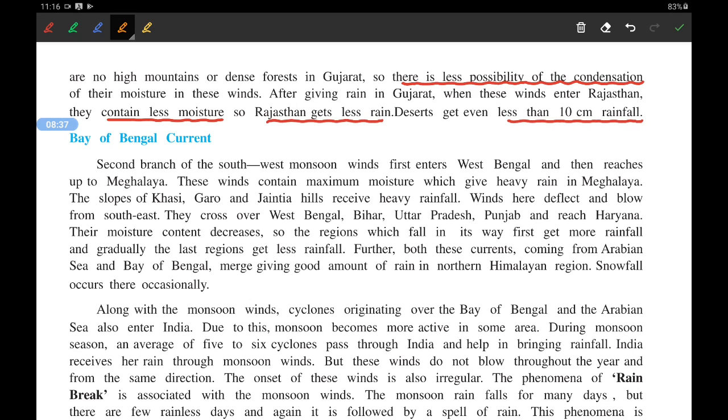Now we are going to study the Bay of Bengal current. The second branch of this southwest monsoon wind first enters West Bengal and then reaches up to Meghalaya. This wind contains maximum moisture, which gives heavy rainfall in Meghalaya as they pass.